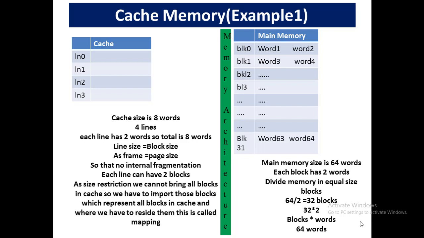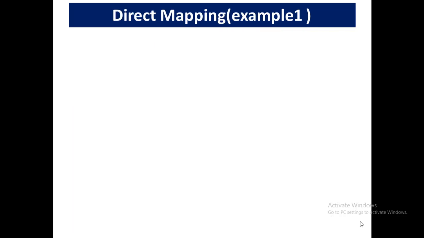Because of the size restriction, we cannot bring all blocks into cache. So we have to import only those blocks which represent all blocks in RAM into cache, and decide where we have to reside them. This is called mapping. In simple words, we are not going to import all the blocks in the cache. At one time we will import only those blocks in cache that represent the whole memory. And this is the infrastructure architecture of memory.